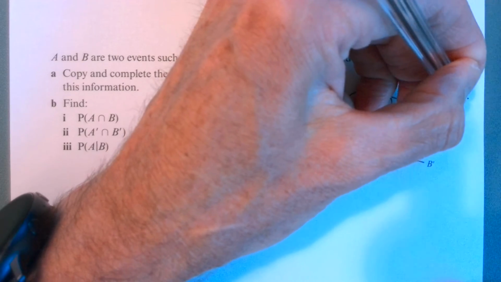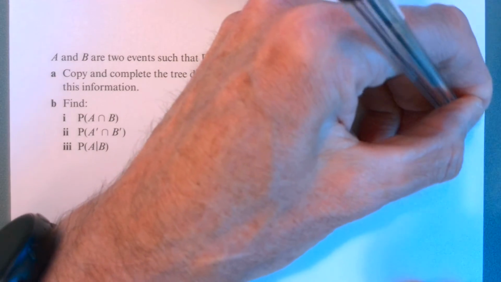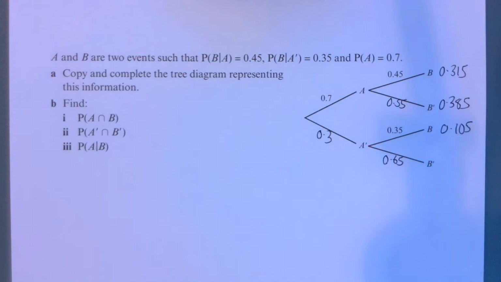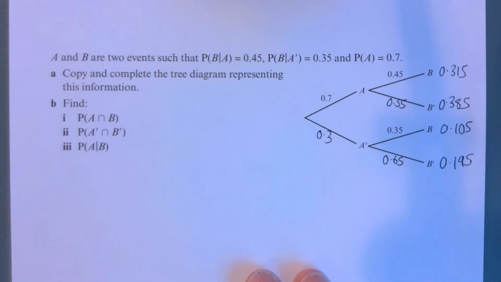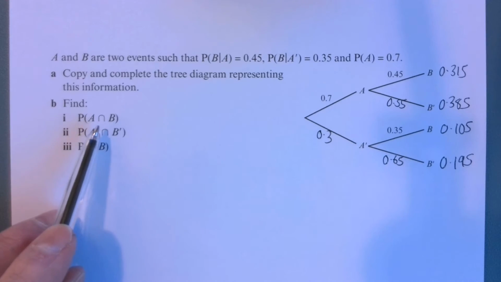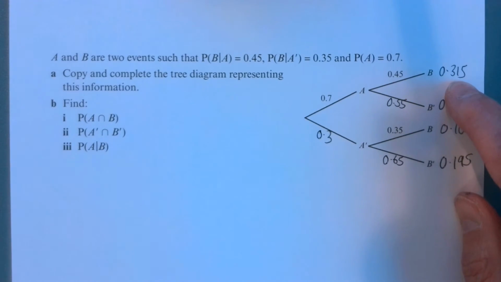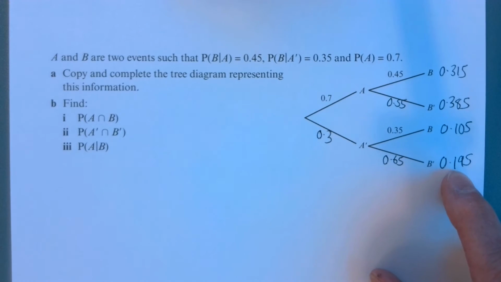And I'm then going to use those to answer the question. Of course, I know that all of these probabilities will add up to 1, which is an important probability fact that's always true. 0.3 times 0.65. Okay. So the probability that A and B happen is 0.315. Probability that A doesn't happen and B doesn't happen, 0.195. This is the one I'm most interested in.